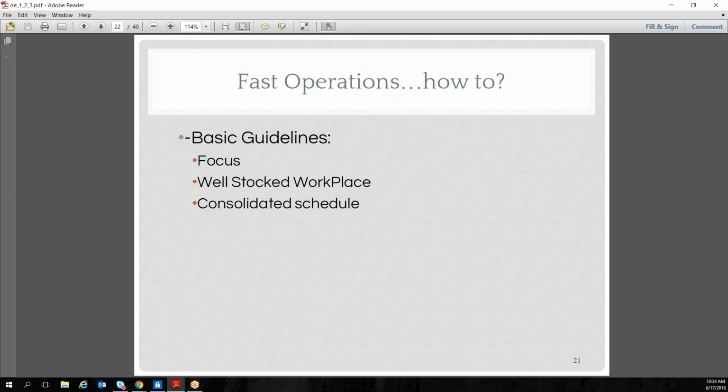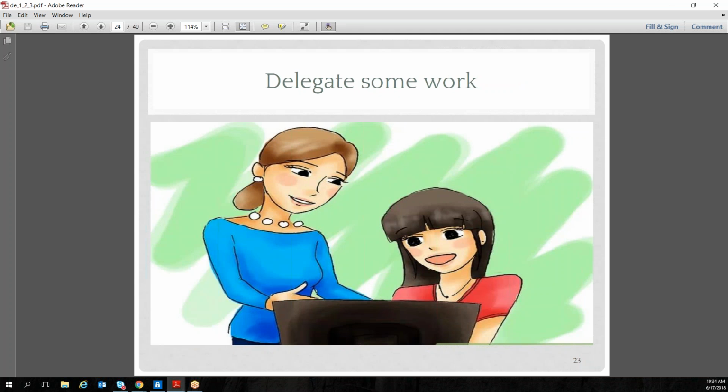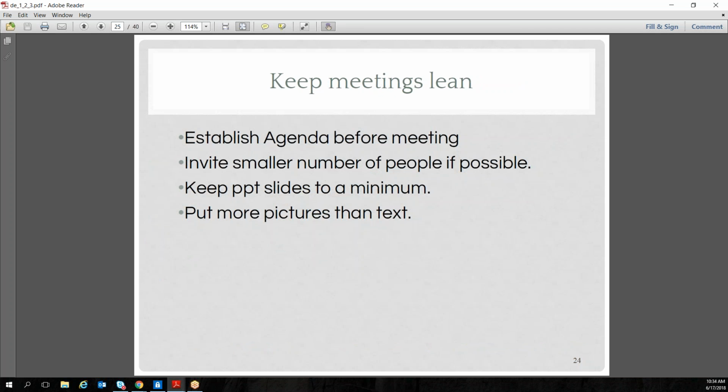And then we discussed faster operations, how we can do fast operations, and what things we need to take care of at the workplace. First of all, we must not lose focus, and there are various reasons we tend to lose focus, and we discussed various categories of that. And then we should have a well-stocked workplace, because otherwise it leads to distractions.